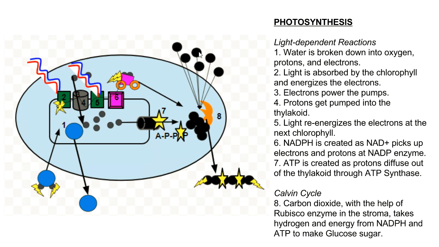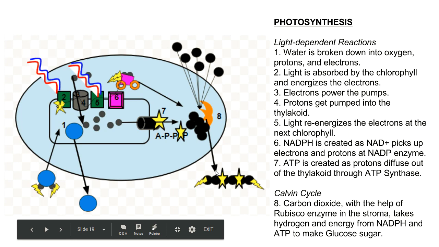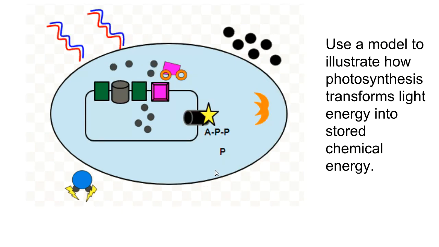Step 8, carbon dioxide comes in to the Rubisco enzyme. It takes the electrons and protons, the hydrogen, off of the NADPH, takes the ATP, and we end up with glucose sugar. And that is what I'm looking for on your assessment.